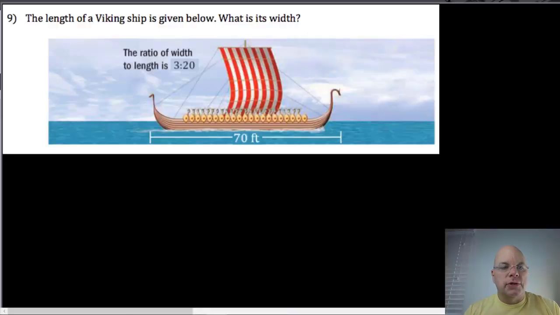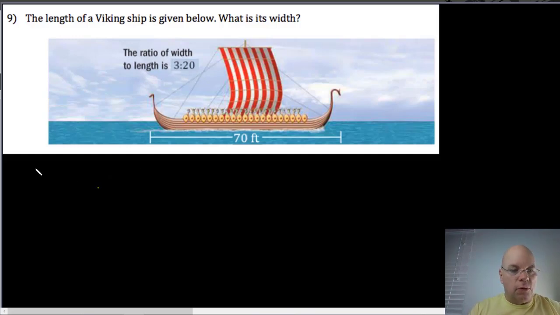Focused on proportions, two ratios or rates that are equivalent. Problem number 9 says the length of a Viking ship is given below, and so that's this 70-foot length. That's the dimension that's shown on the picture. What is its width? There's some important information in this graphic that you have to notice. It says the ratio of width to length is 3 to 20.